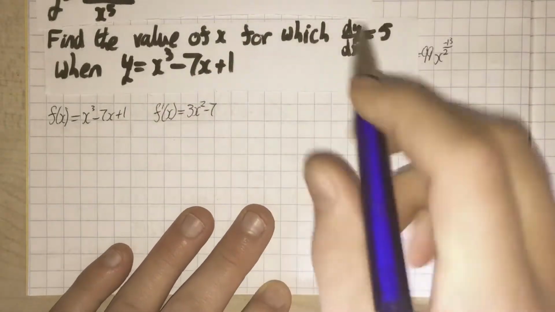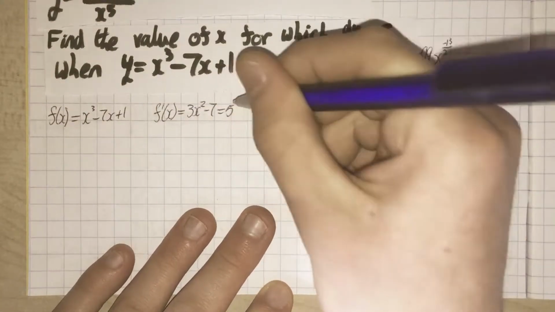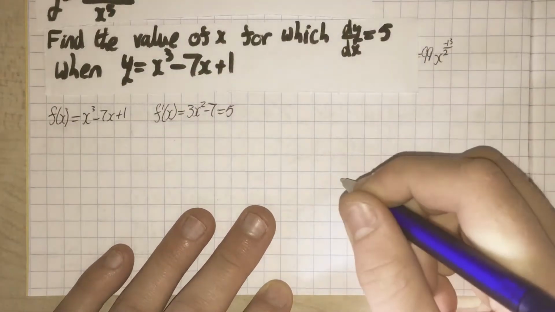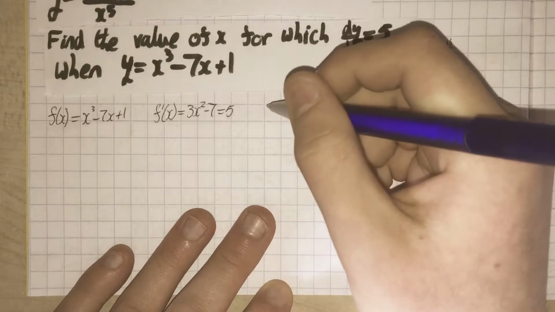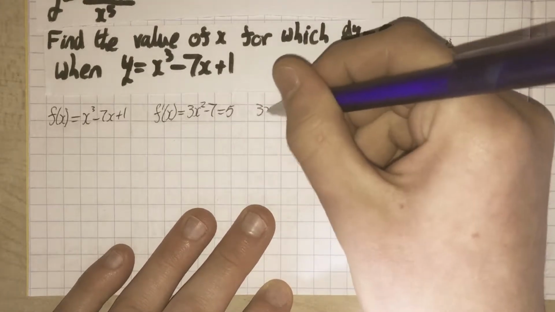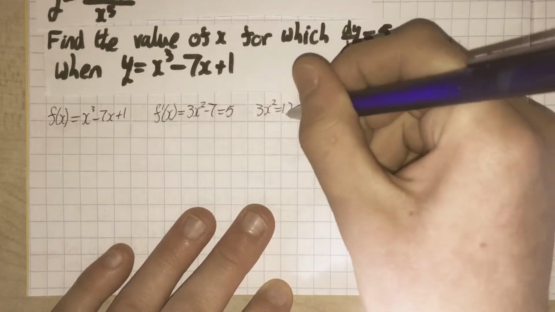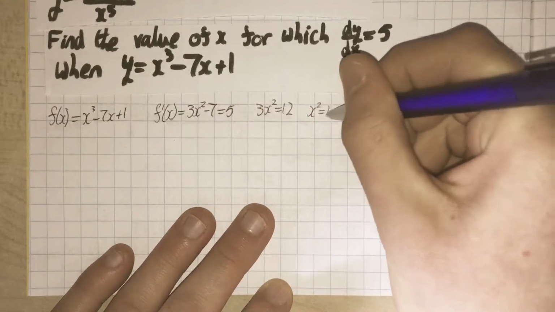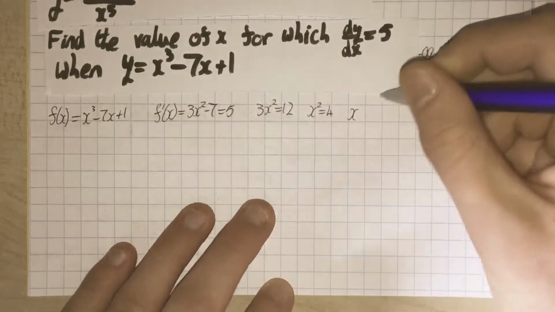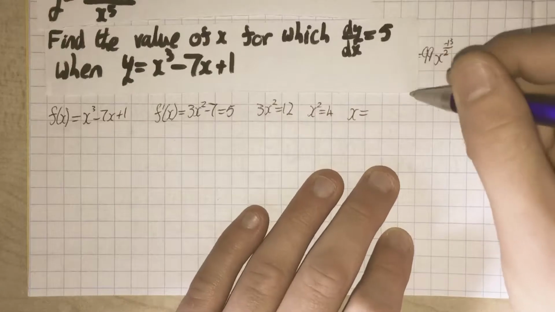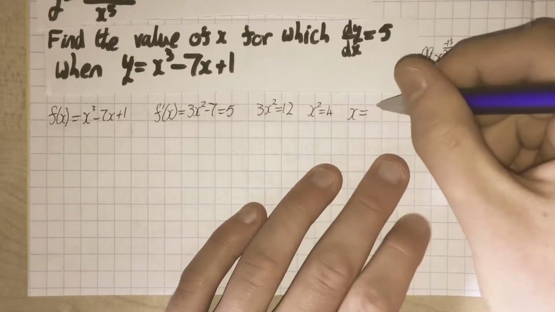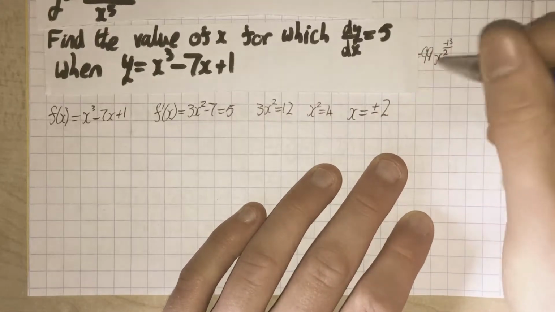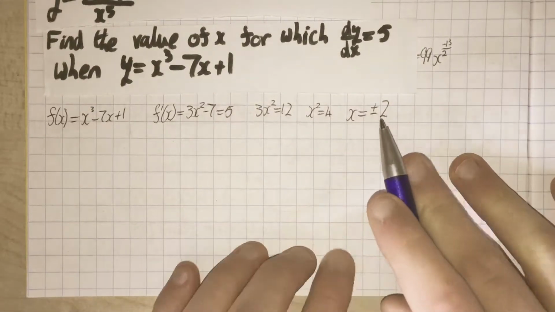And we want to find it when it equals 5. So if we do some handy-dandy rearranging, we have 3x squared equals 12, x squared equals 4, and x equals, hopefully you figured it out, maybe you guessed it off the top of your head, plus or minus 2.